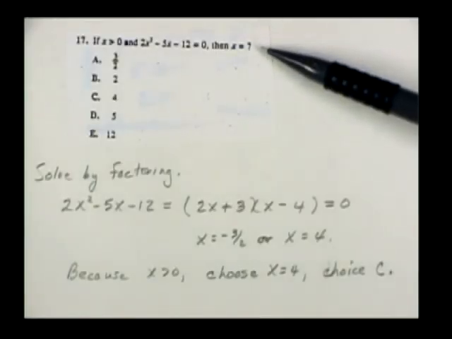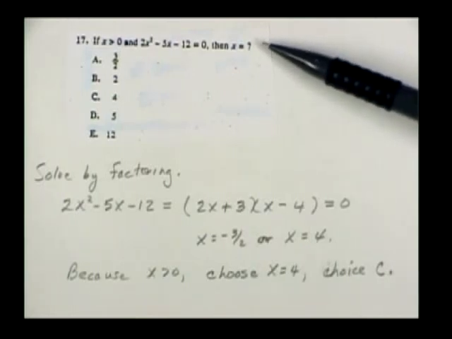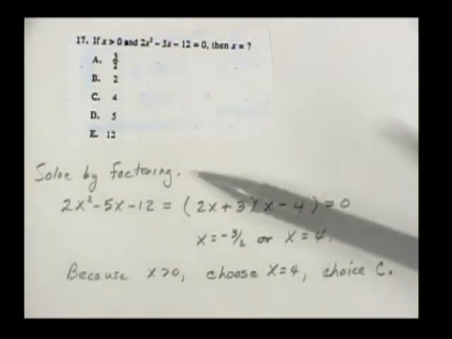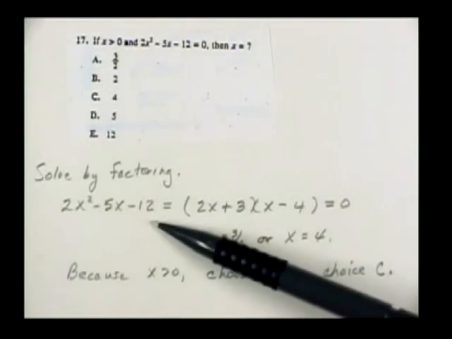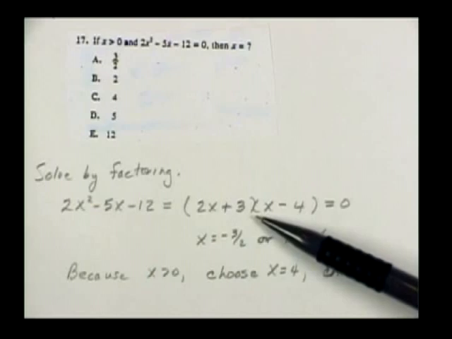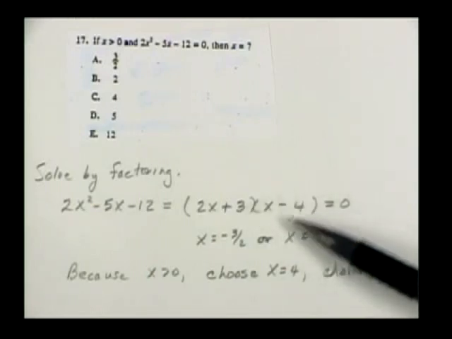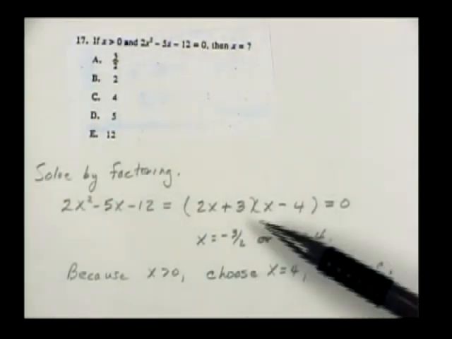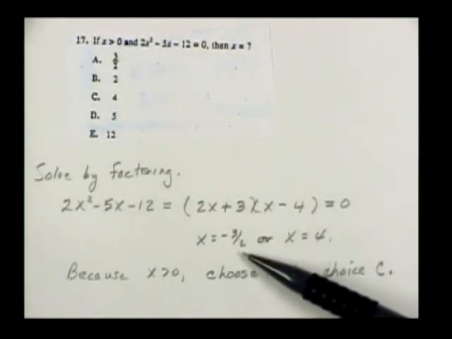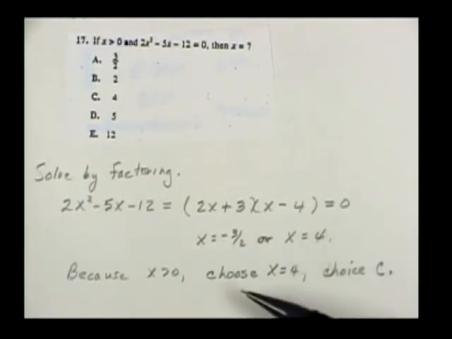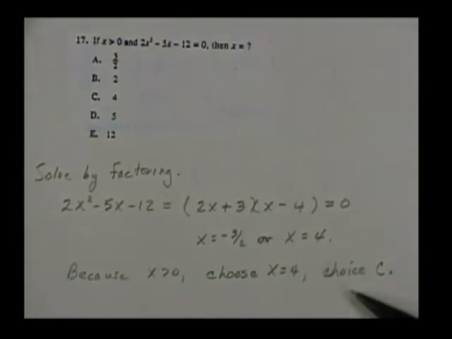If x is greater than 0, or a positive value, and the equation 2x squared minus 5x minus 12 equals 0, then x equals what? Solve by factoring. The left-hand side of the equation, 2x squared minus 5x minus 12, can be factored into the two factors, 2x plus 3 and x minus 4, set equal to 0. Solving each factor, x equals negative 3 halves, x equals 4. Because x must be positive, choose x equals 4, choice C.